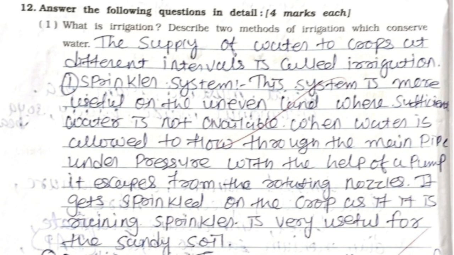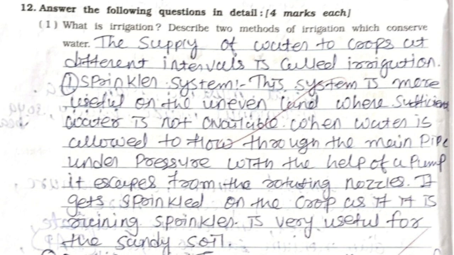Now main question number 12, that is answer the following questions in detail. First one, what is irrigation? Describe two methods of irrigation which conserve water. The supply of water to crops at different intervals is called irrigation. The first type is sprinkler system. This system is more useful on the uneven land where sufficient water is not available. When water is allowed to flow through the main pipe under pressure with the help of a pump, it escapes from the rotating nozzles. It gets sprinkled on the crop as if it is raining.